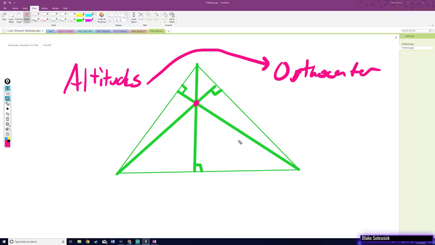Okay, so there's the rundown of the main stuff. Again, you can look back and see if you have any questions.